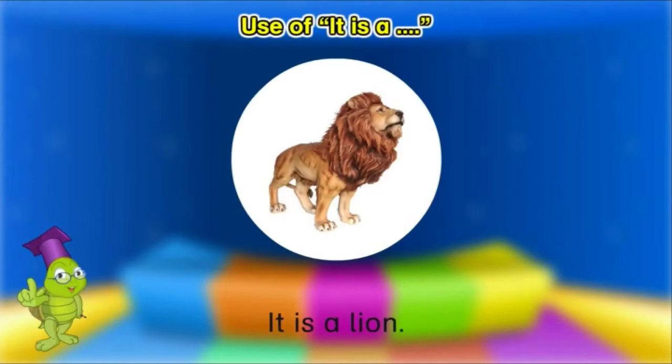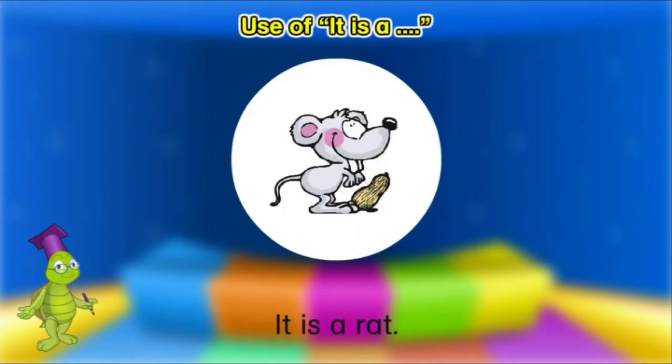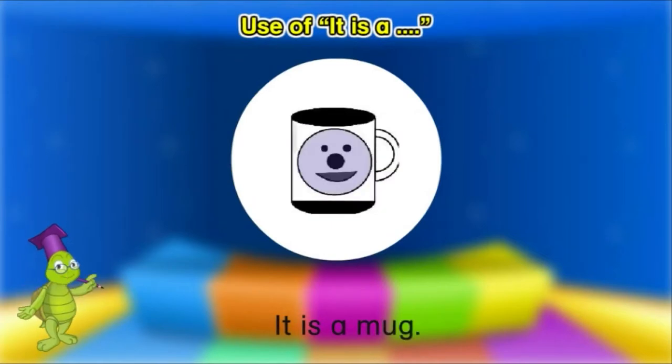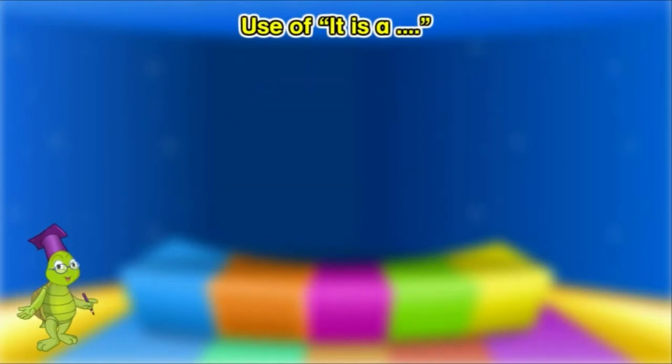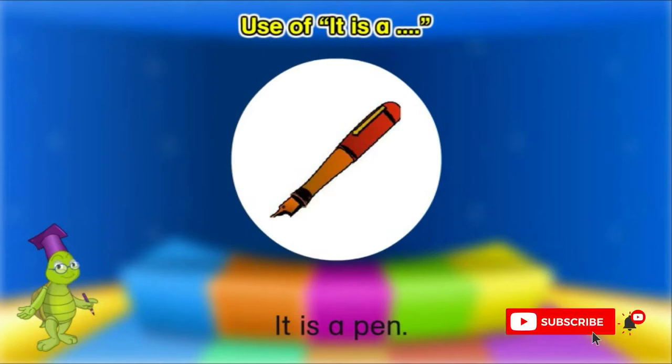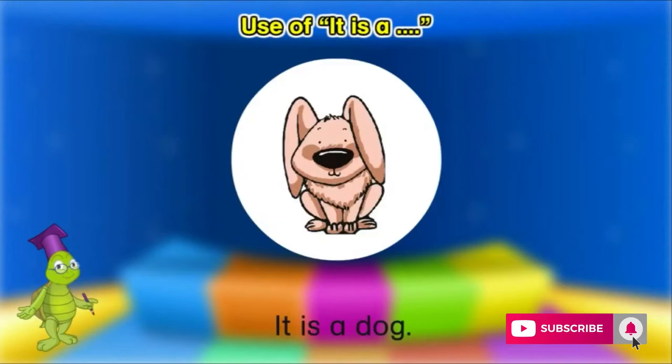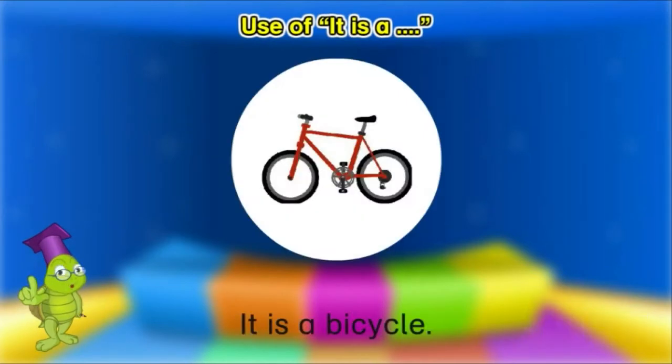It is a lion. It is a rat. It is a mug. It is a pen. It is a cup. It is a dog. It is a bicycle.